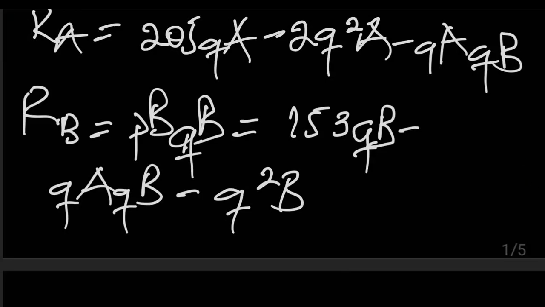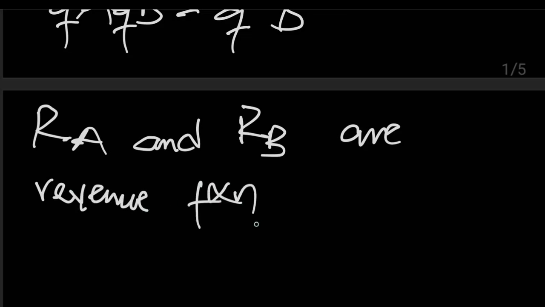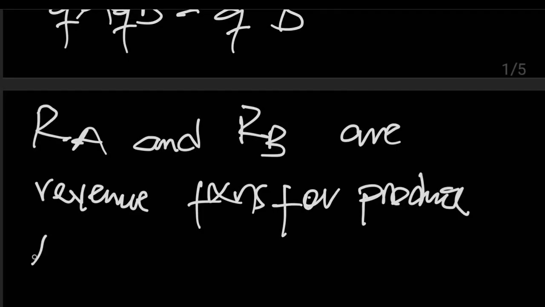So you can state in the question, or you can state in your solution, that RA and RB are revenue functions for product A and B.